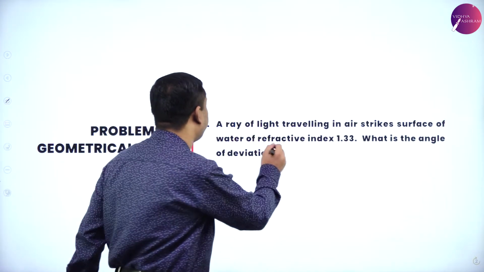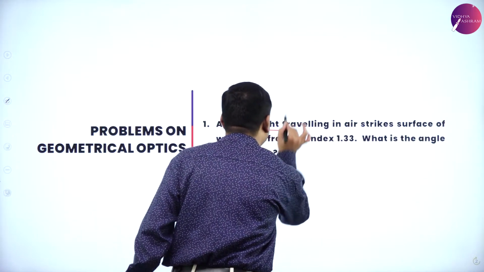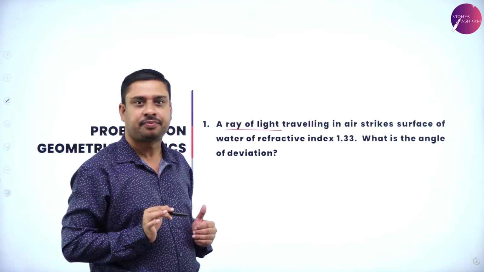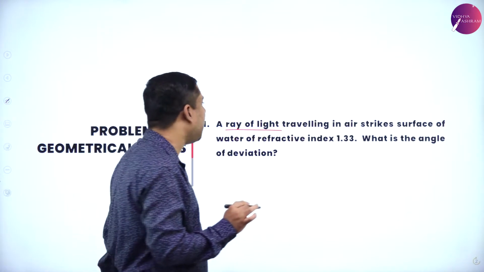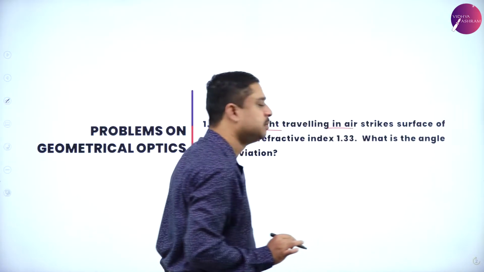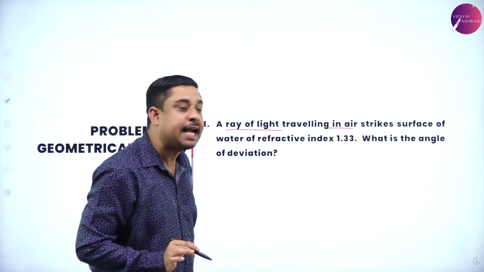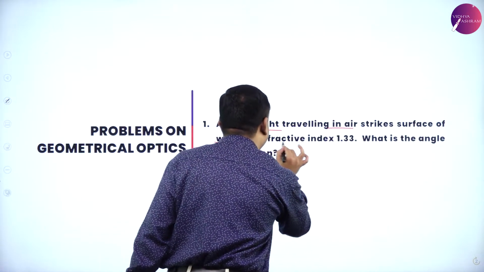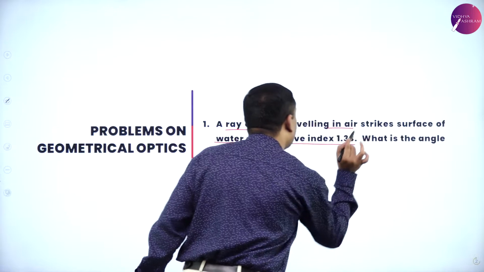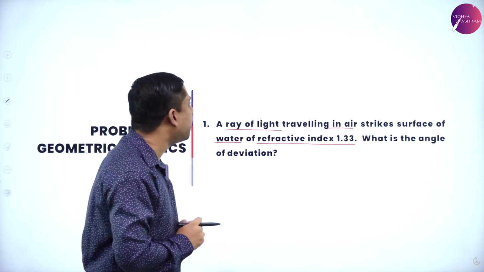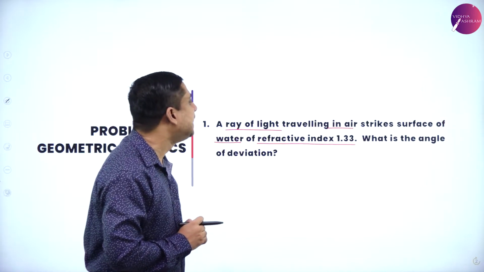The first problem says, a ray of light traveling in air strikes the surface of water whose refractive index is 1.33.